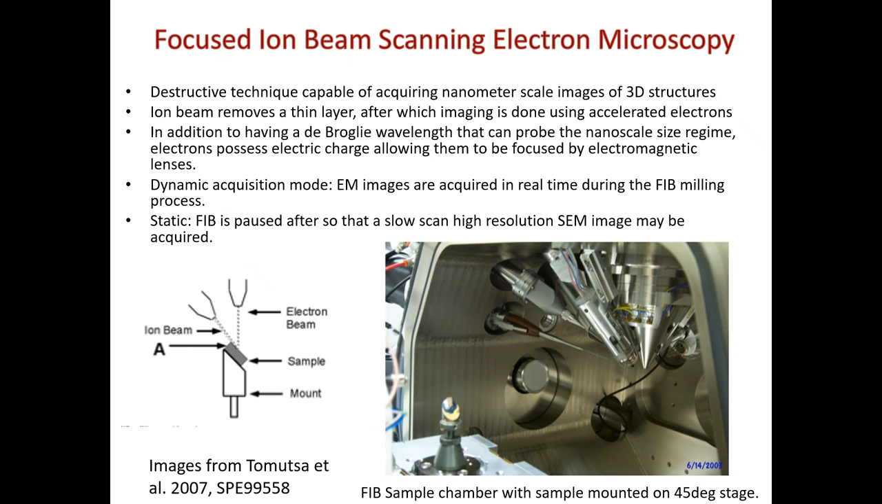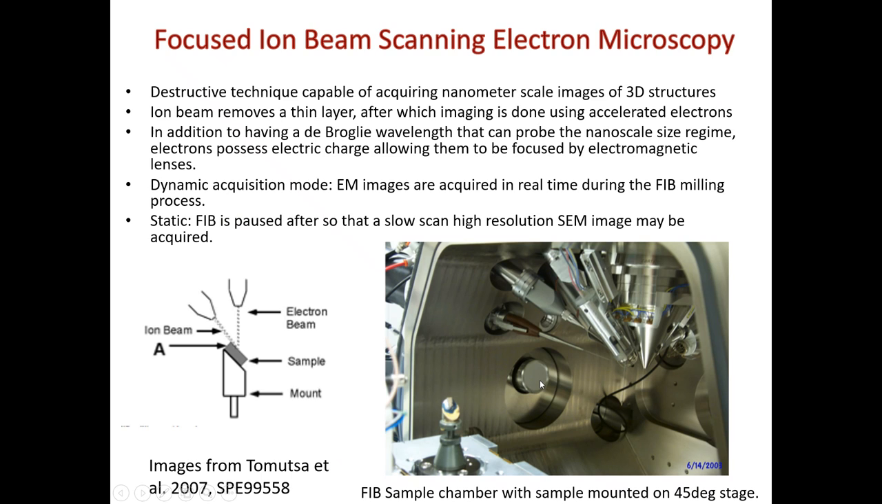and 2007. Essentially, you can polish the surface, image it, then polish again, basically remove a layer of material, then scan again, remove a layer, scan again, and then scan all through the volume. The field of view is very small, but you can go down to nanometer resolution. So for unconventional reservoirs, this is very, very common.